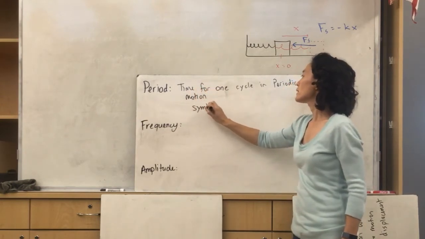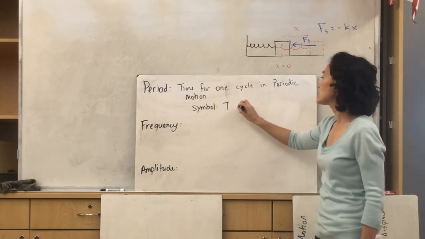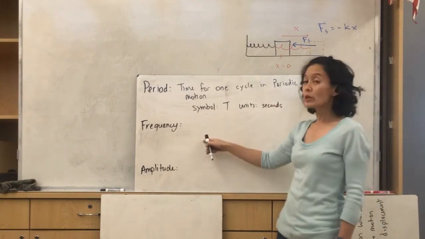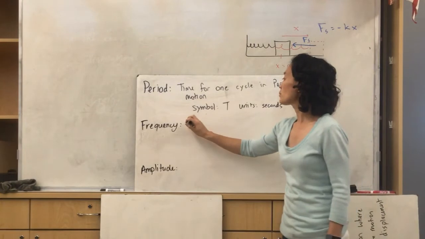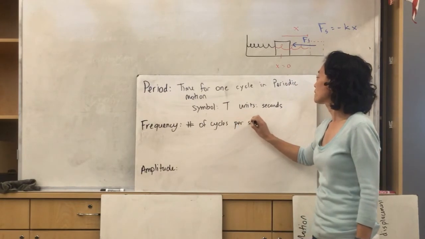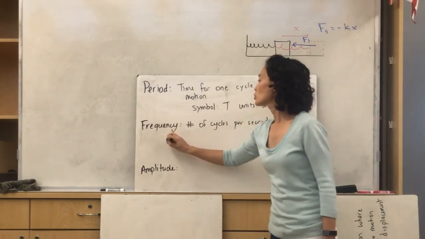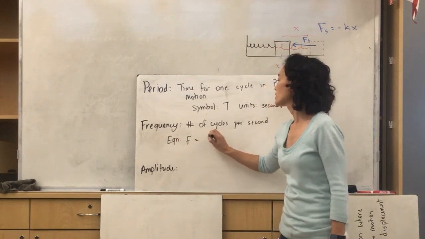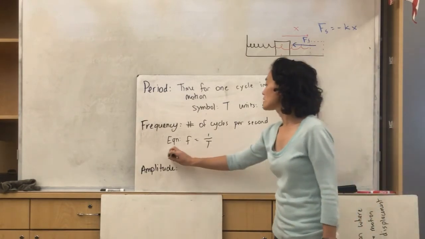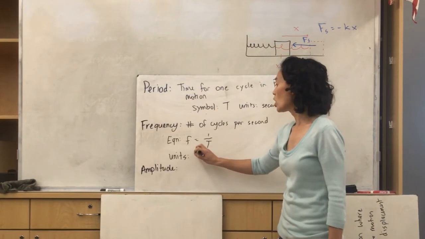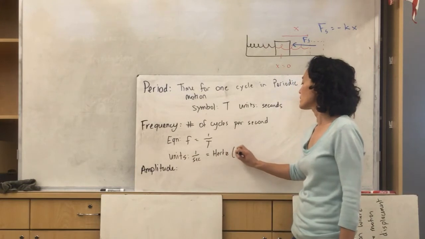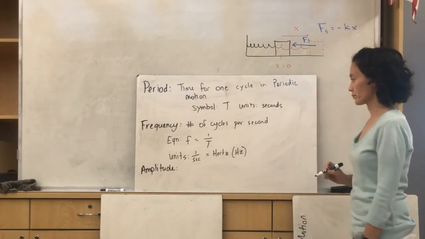Recall that our symbol for it is a capital T. The units for it are seconds. Frequency is just the inverse. So frequency is the number of cycles per second. It is represented as an f, and you could calculate it by saying it's 1 over the period. And the units are 1 over seconds, which is a hertz. We abbreviate that as Hz.